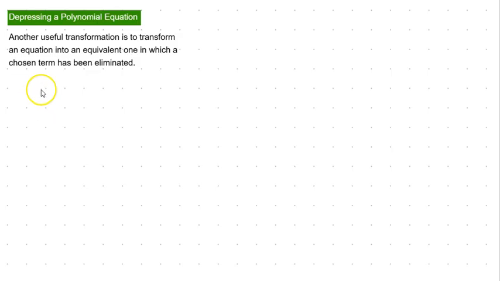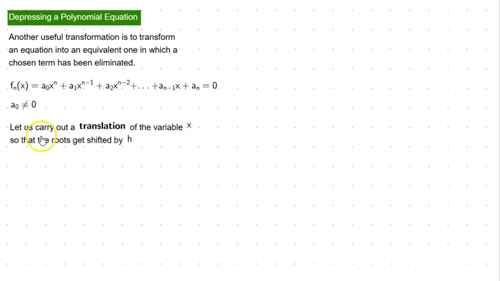Let us look at depressing a polynomial equation. Now, another useful transformation is to transform an equation into an equivalent one in which a chosen term has been eliminated. Let's see how to do that. We have this equation f sub n of x equal to 0, where a sub naught is not equal to 0.